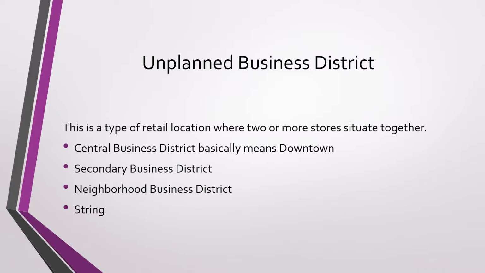Unplanned business district. This is the type of retail location where there are two or more stores situated together. You have secondary business district, neighborhood business district, a string, a central business district, basically meaning like downtown, like in Moultrie, we have the square.